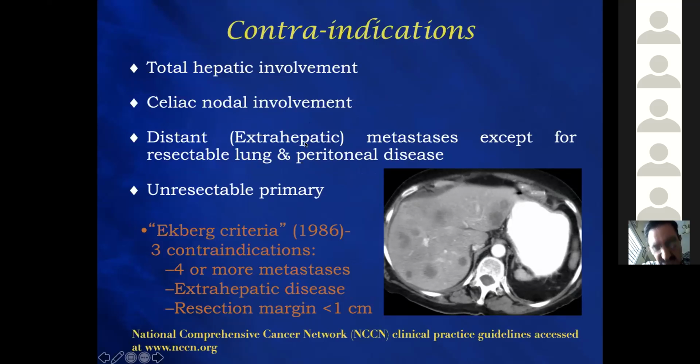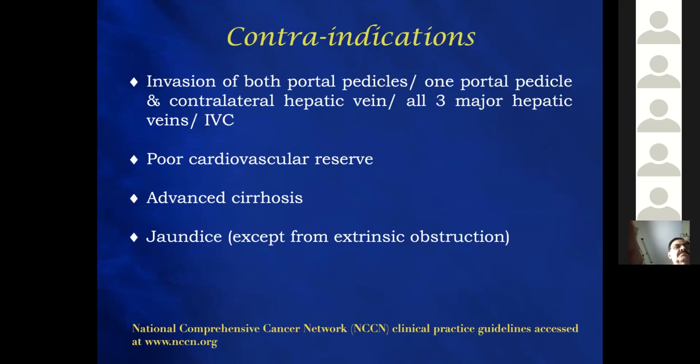HIPEC is not generally recommended when hepatectomy and peritoneal disease is done for large volume disease, particularly liver resections. Unresectable primary: if the primary is not resectable as such, if you resect the liver, then this primary will keep throwing metastasis. The Ekberg criteria in 1986 mentioned 3 contraindications: 4 or more metastases, extrahepatic disease, resection margin less than 1 centimeter. But as I told you, with the current criteria, we look into multiple other things also before we consider metastasis. Ultimately, the tumor volume and the volume of the future liver remnant is more important.